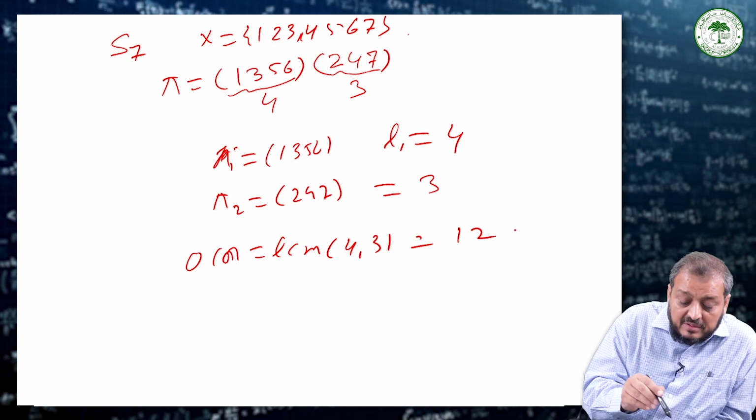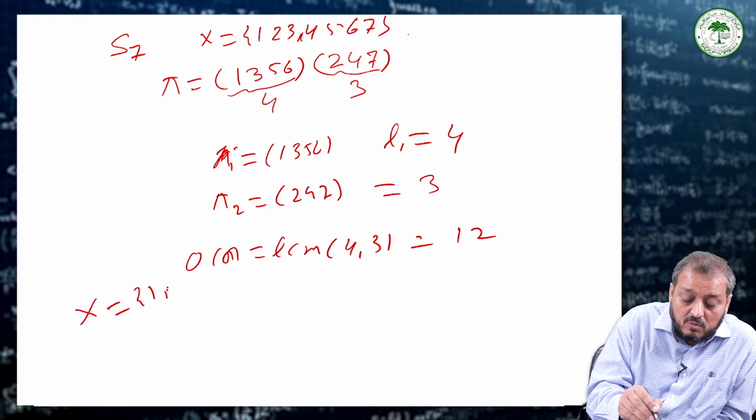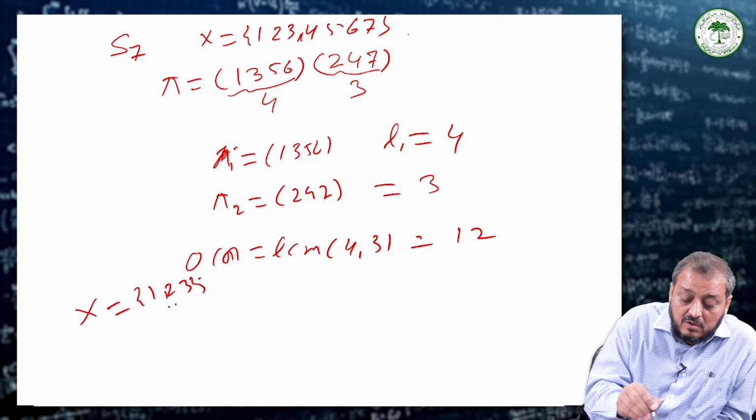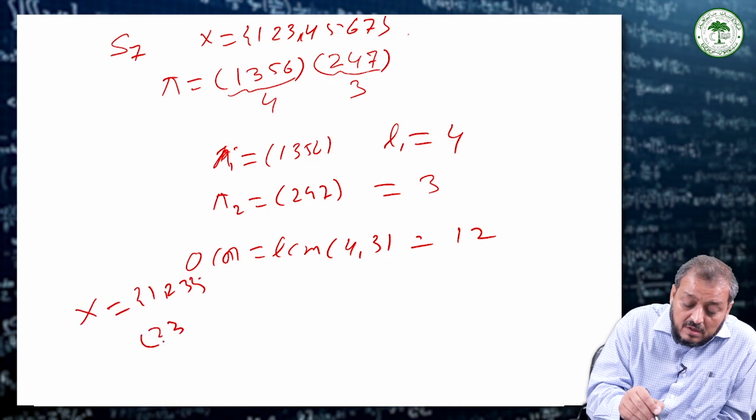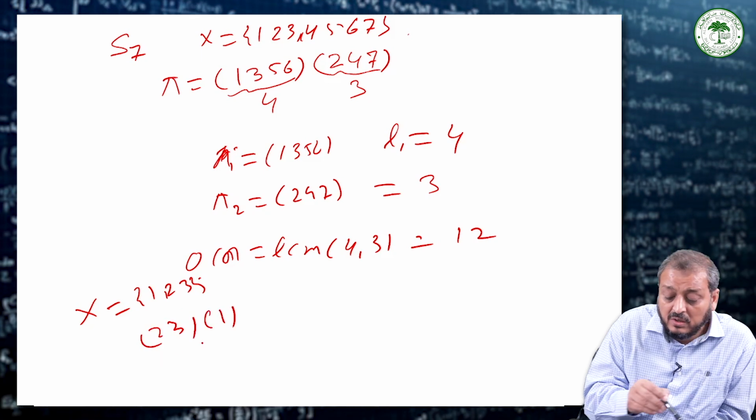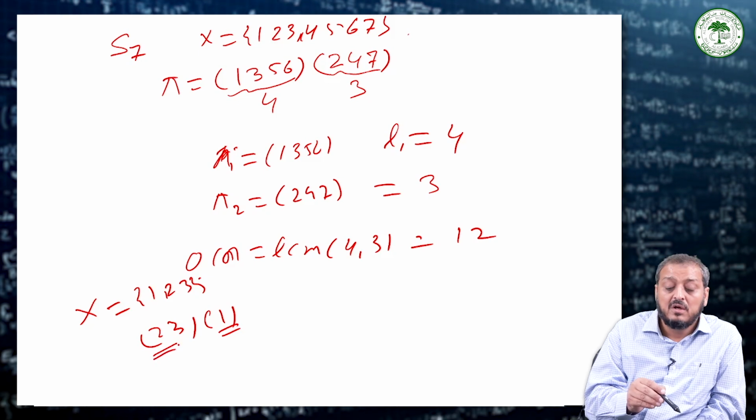So, the order is again 12. Now, if we take another example of disjoint cycles, we have x equal to 1 2 3, which we write as (1)(2 3). These are the cycles: one has length equal to 1, and the other has length equal to 2.